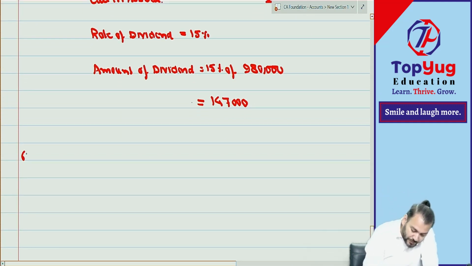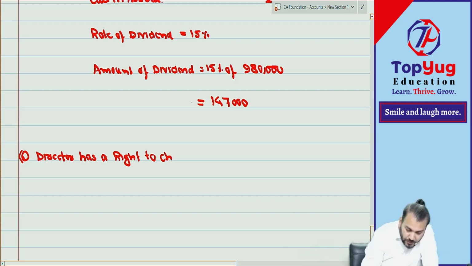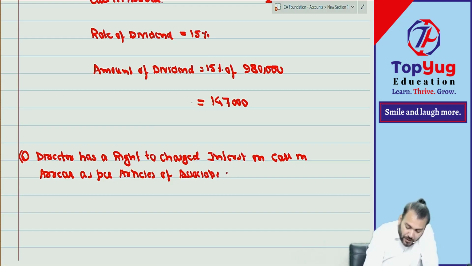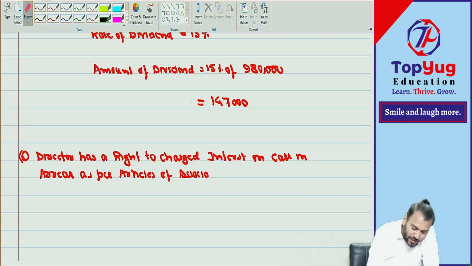Point number 6. Director has a right to charge interest on calls in arrear as per articles of association. Articles of association. You know articles of association?